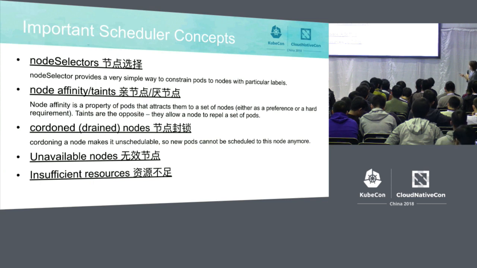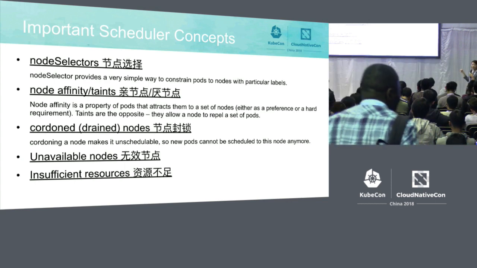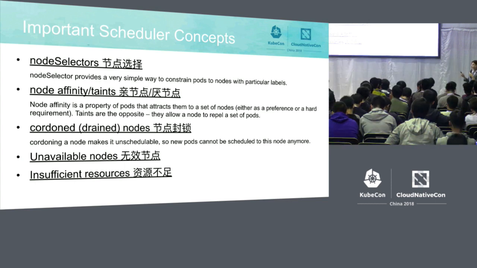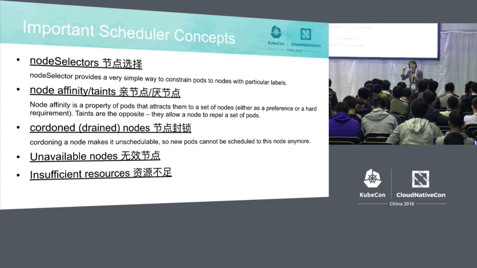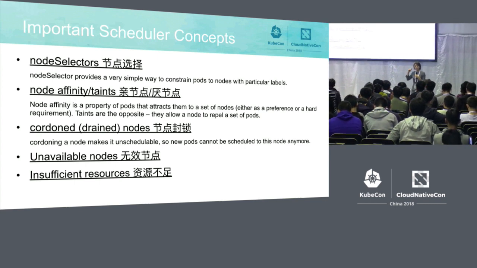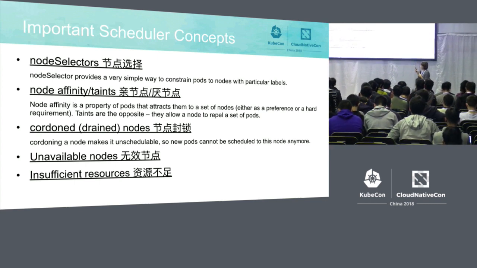Node affinity is a property of pods that attracts them to certain nodes. And taints are the opposite. They can repel a node from a set of pods. Remember that node that has GPU on it, it can tell the scheduler, only the pod that needs the GPU can be running on me. So if you have some scheduler issue, those are the things that you want to check, like if they're set properly. And then there are possibly cordoned nodes.